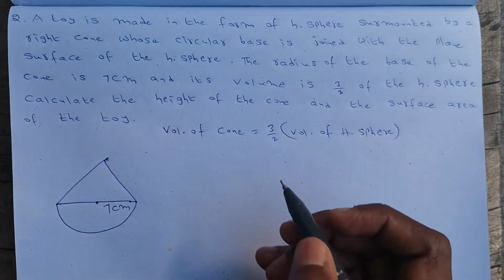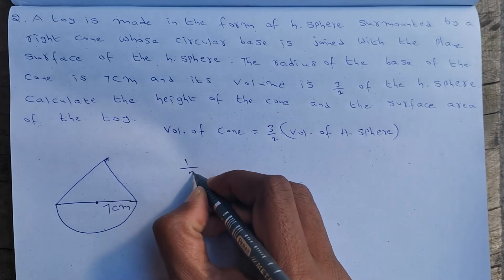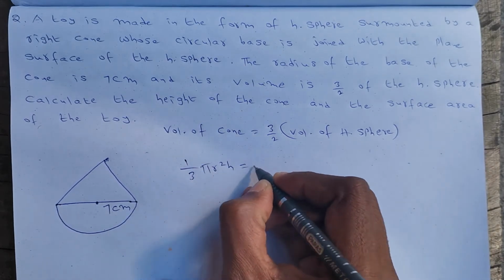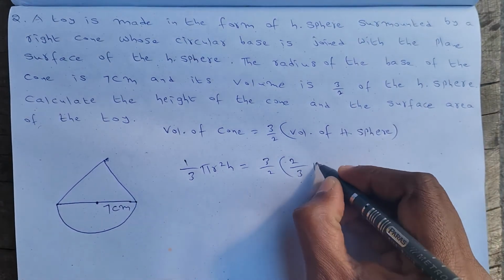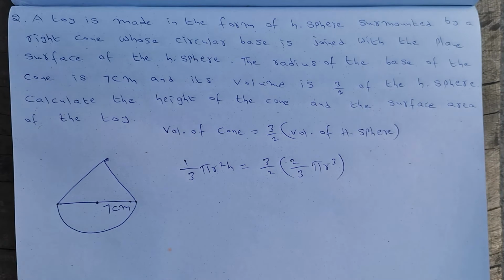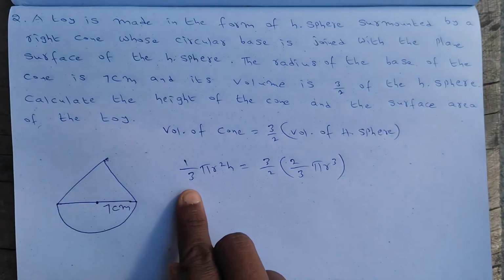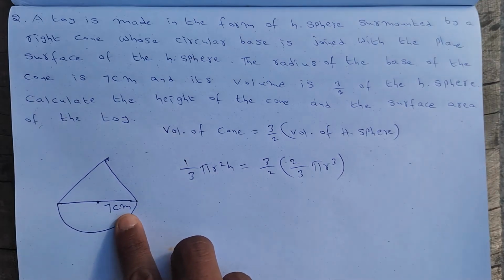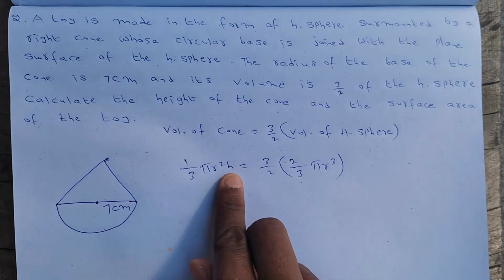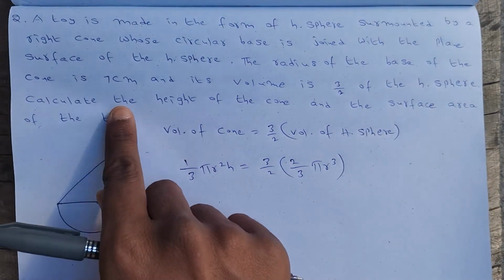Okay, let us write the formulas then. Volume of cone, 1/3 pi r square h, is equal to 3/2 into the volume of hemisphere, 2/3 pi r cube. Now on the left side we have a sum and on the right side we have a sum. Let us check whether we have all the measurements or not. 1/3, no problem. Pi value is 22/7 and radius is given as 7. Then the height of the cone is not given, so he is asking to calculate the height of the cone.